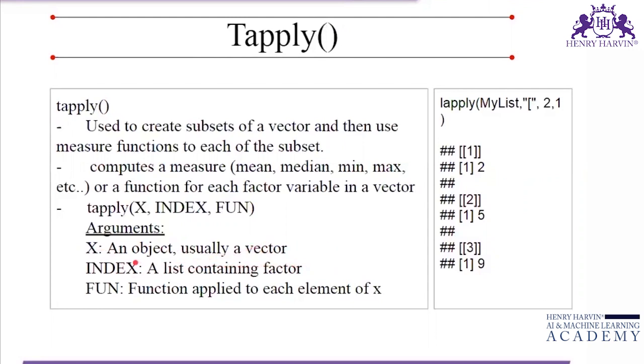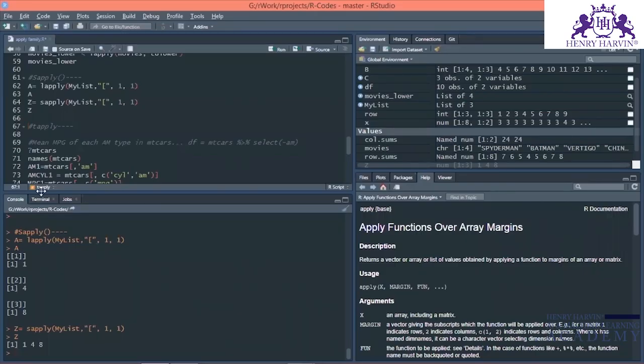Let me explain how tapply works. Tapply helps us build a function where we take into consideration categorical or factor data and find the mean, or any function that you apply, from that data set. Let's go to R and make it easy for you.